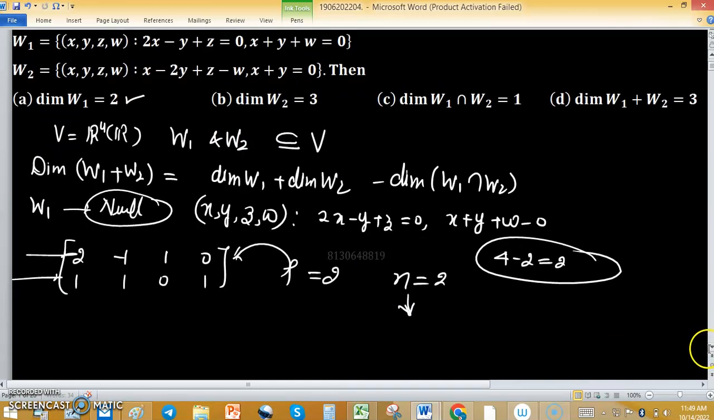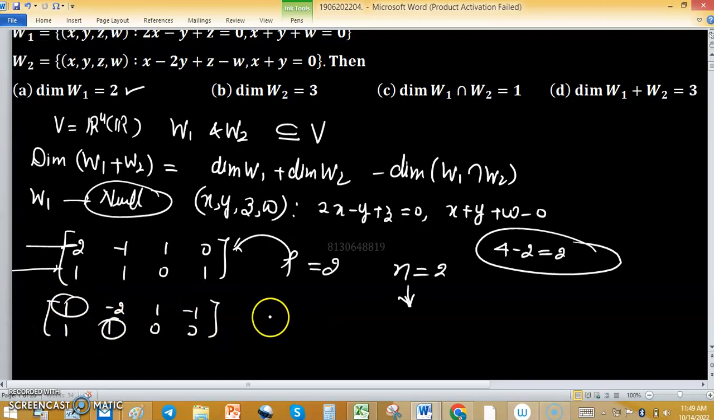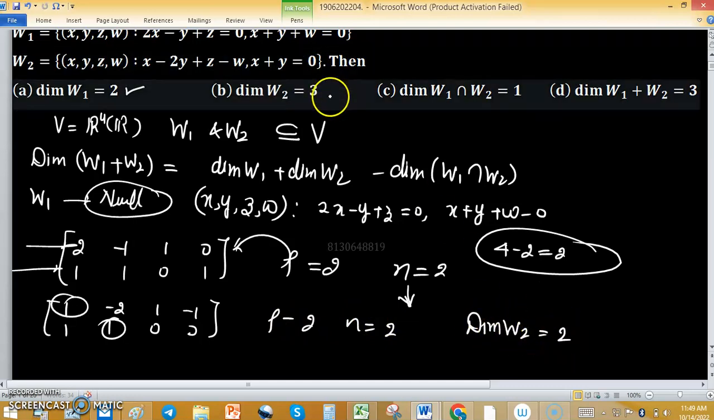The procedure is the same. Write the matrix representation of the equations from W2. The matrix will be 1 minus 2 1 minus 1, and 1 1 0 0. So there are two pivot elements, this and this, so we have rank 2 and nullity 2. So the dimension of W2 is again 2, but in the option given 3, that's why that option is wrong.